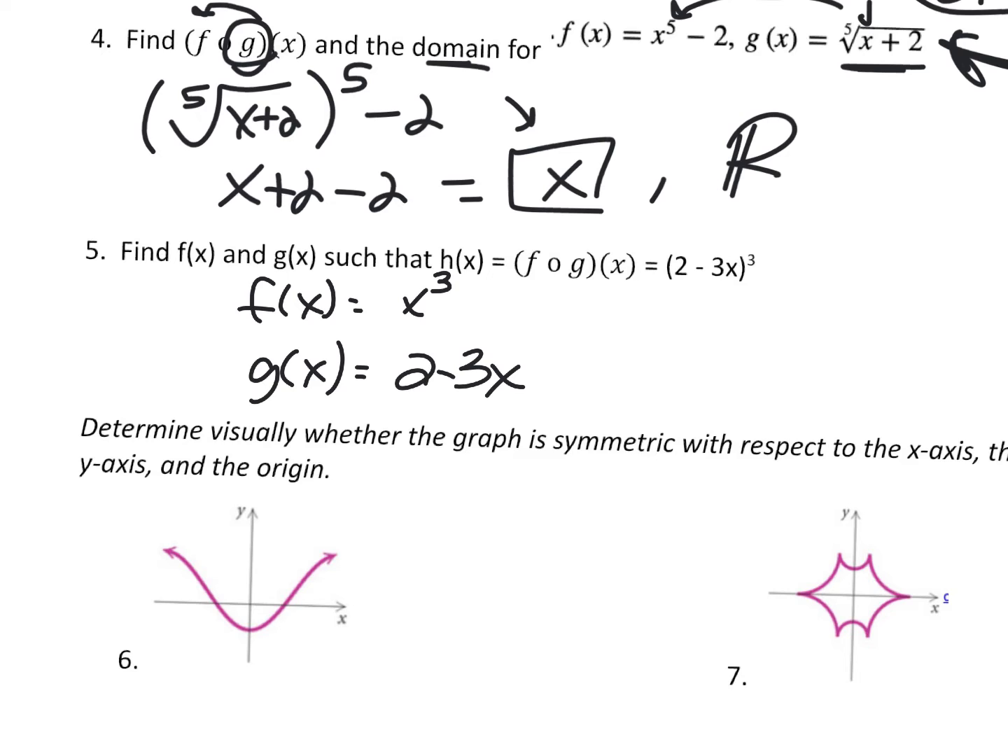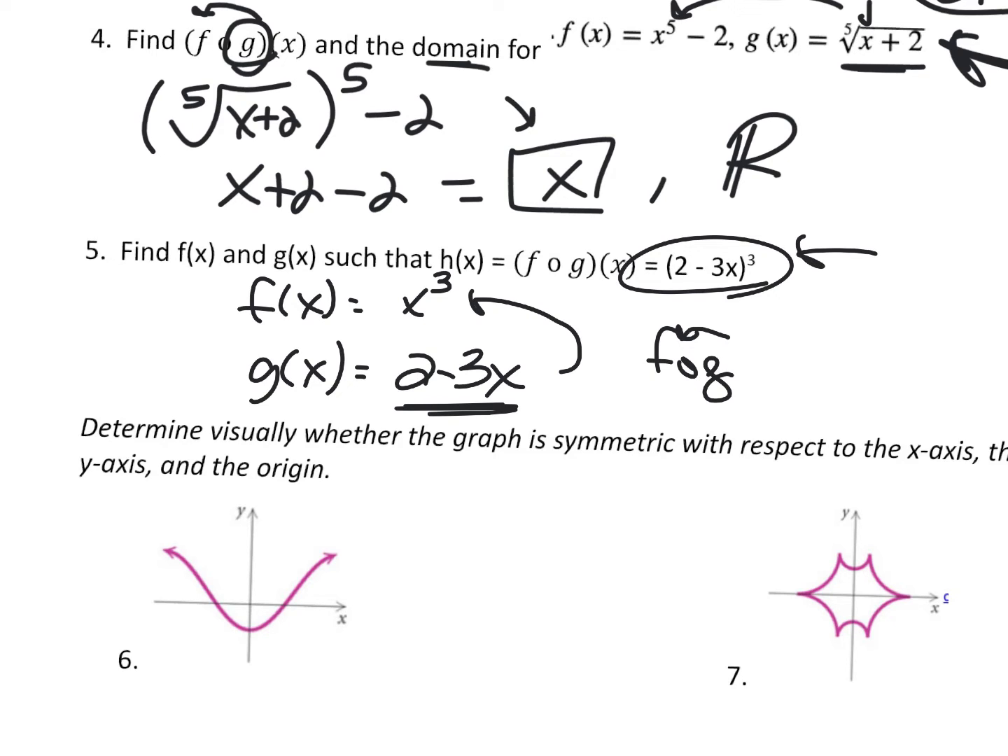And think about this. If I were to work out f of g, meaning I'm going to plug g into f, if I took this and plugged it in there, I would get this. That's what you're trying to do. You're trying to break this one up into 2 different functions so that if you did f of g, you would get back where you started.